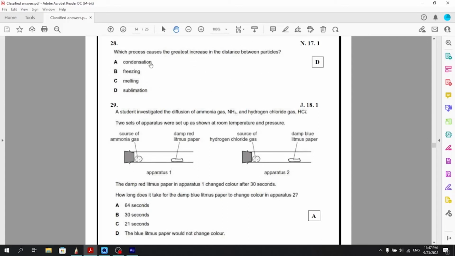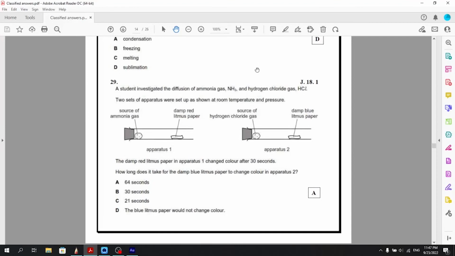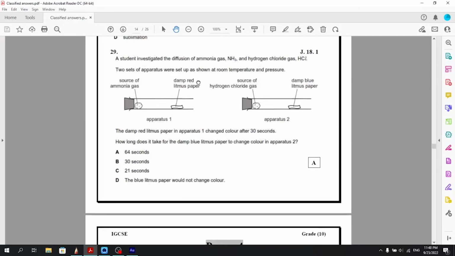So condensation is a gas into a liquid, no. Freezing is a liquid into a solid, again no. Melting is a solid into a liquid, no. So the answer is D. Sublimation is when we turn a solid directly into a gaseous state. A solid into a gaseous state directly.